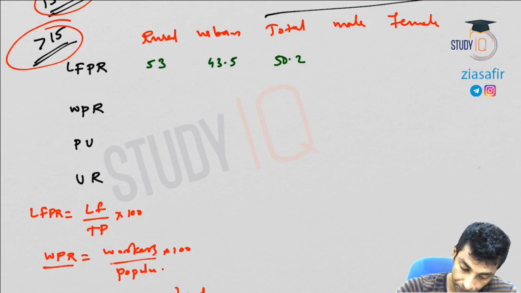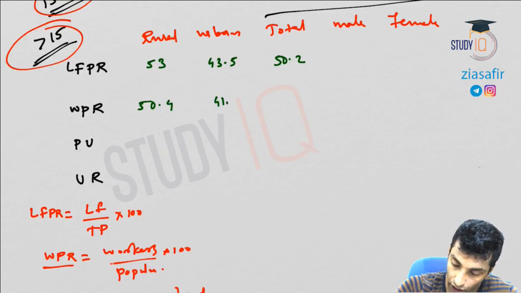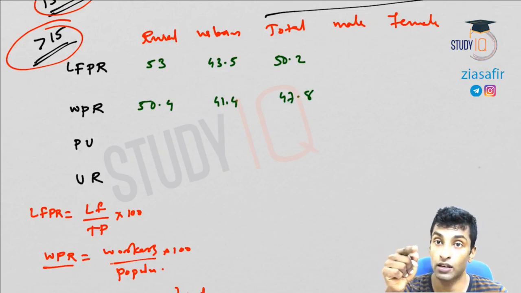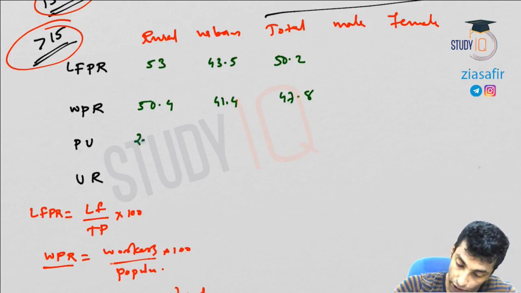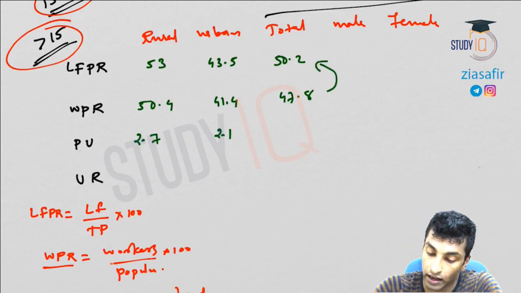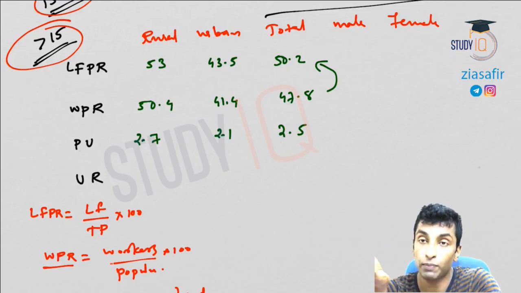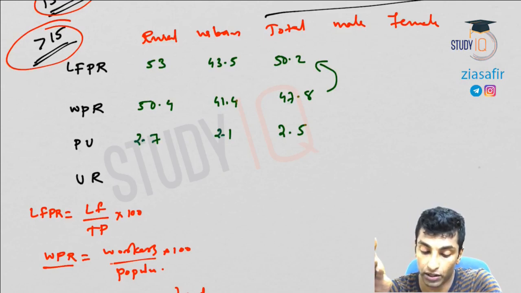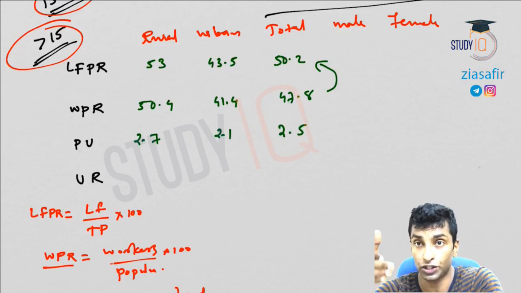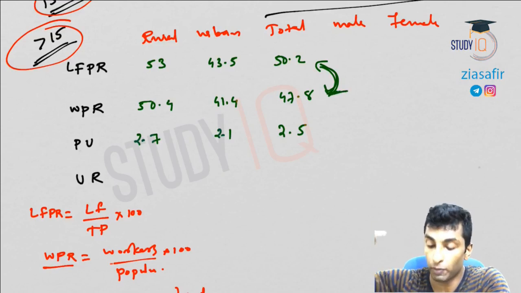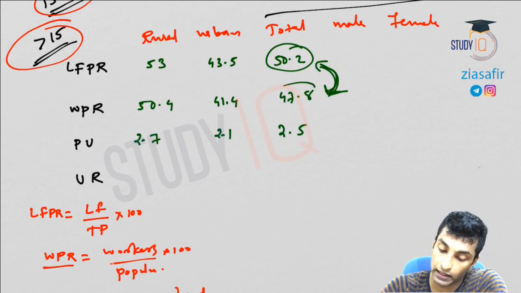So worker population ratio: 50.4, 41.4, 47.8. So 47.8 percent is workers out of total population. Then proportion unemployed: 2.7, 2.1. Now you can see the difference will be the unemployed. That is 2.5, because 47.8 is the worker population ratio and 50.2% of the population is part of labor force. Out of total population, 50.2% are ready to work, and out of that only this many are working. So you will get 2.5 here.